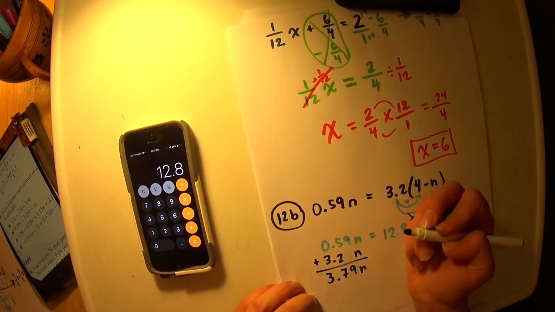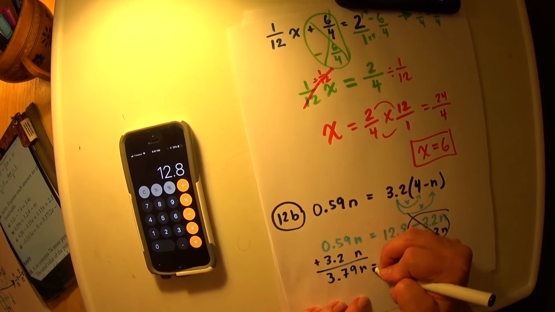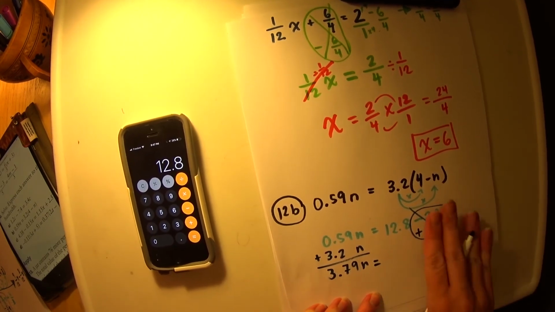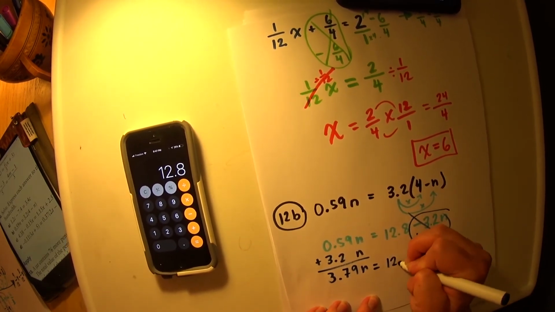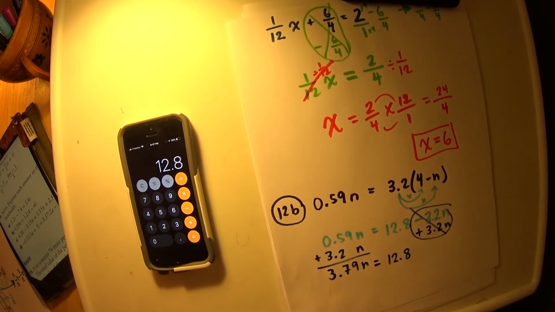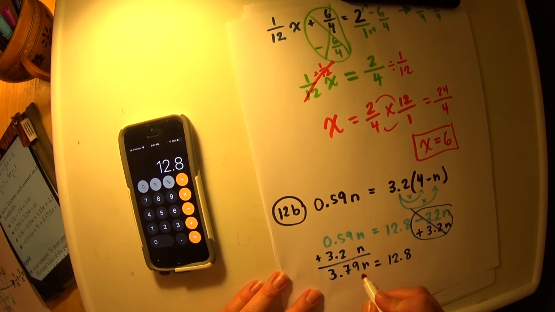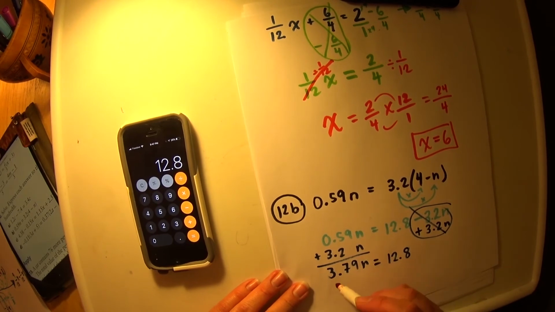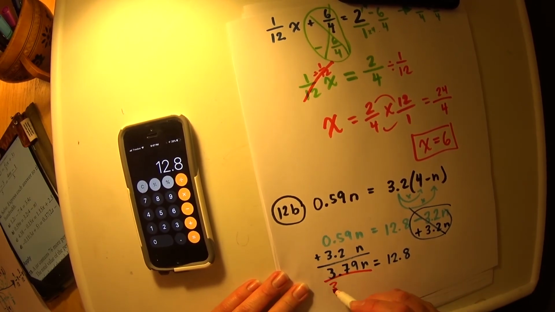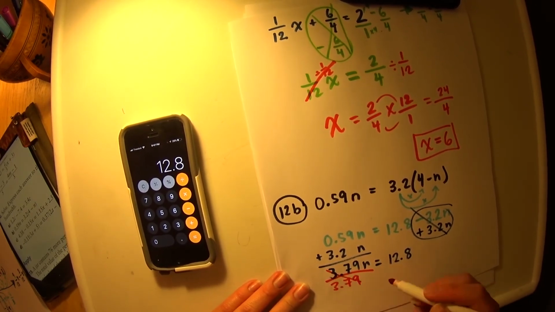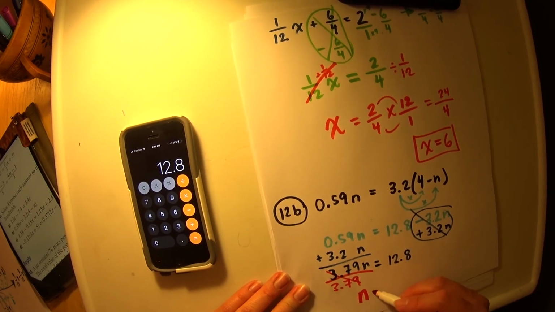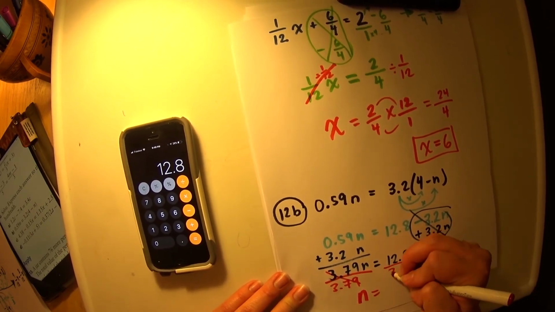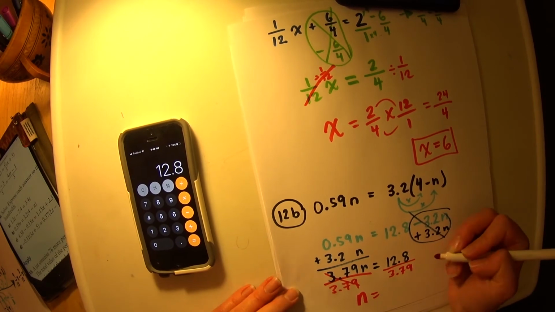0 plus 3, 3.79n. On that side, this is gone. So I just have 12.8 on the right side. Last step to get n alone, get rid of this numerical coefficient. Okay, the opposite of multiplying n by 3.79 would be to divide it by 3.79. So that would leave me with just 1n. Perfect. But then I have to do the same thing to the other side.